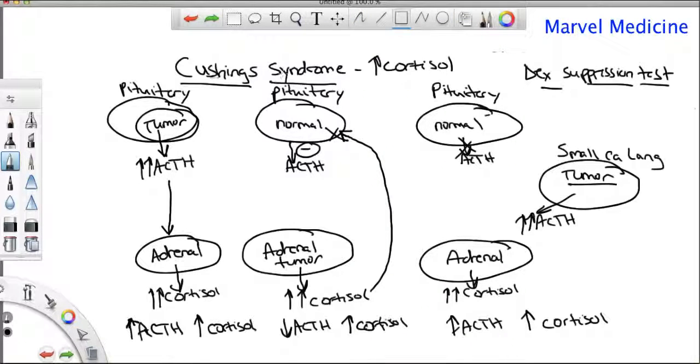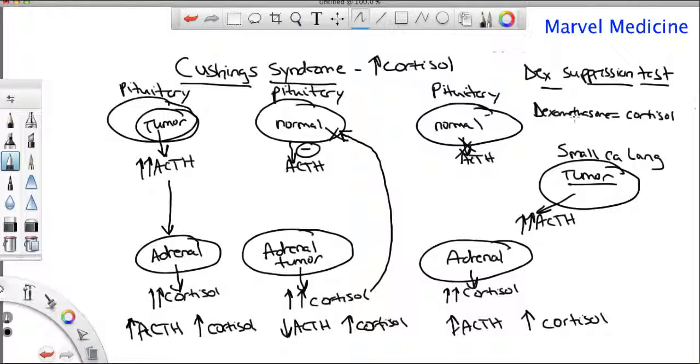All right, guys. So you know the three cases that can give us Cushing's syndrome, right? Now, let's think about what dexamethasone is. All it is, is a steroid. It's a steroid that is exactly like cortisol. When you see dexamethasone, just think it's the same thing as cortisol. It may have some different properties, may have different potency than cortisol, but it's doing the same exact thing.